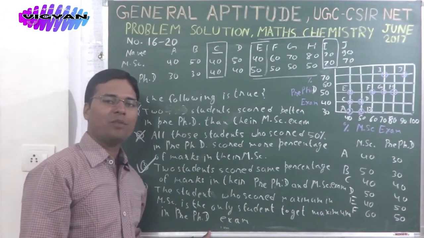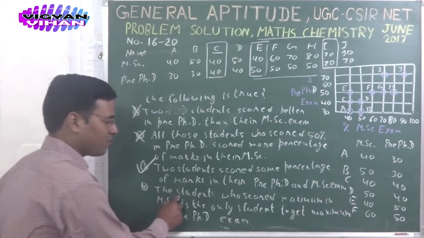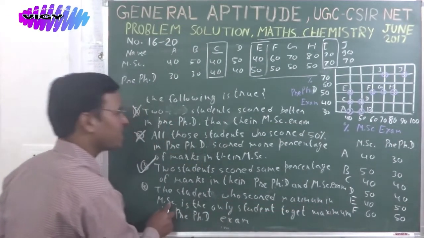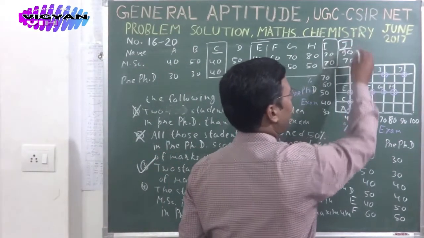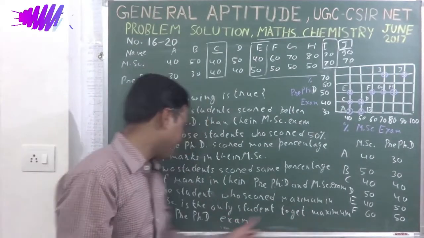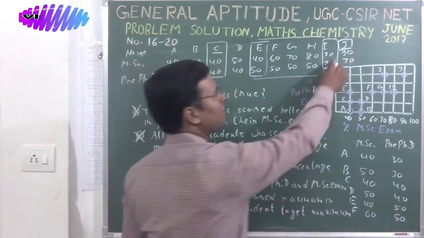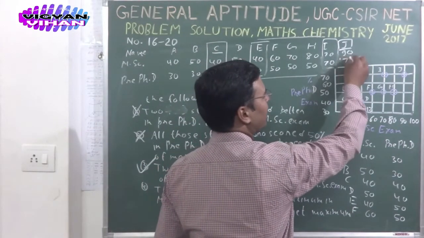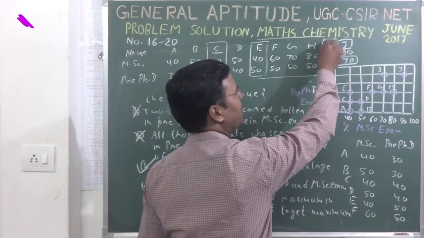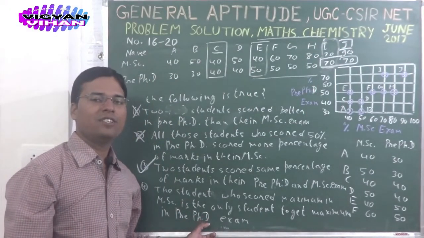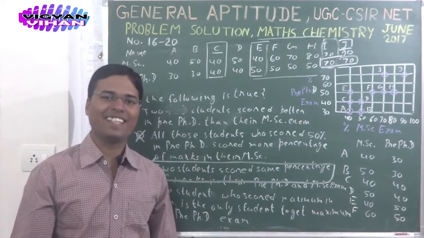Again, we will consider option 4 to check our final conclusion. Option 4, the student who scored maximum in MSc, that is J, is the only student to get maximum marks in the pre-PhD exam. But in the pre-PhD exam he scored 70 marks and the same marks is also scored by the other student I. So that's also not a true statement. So the correct answer of this problem is option 3.